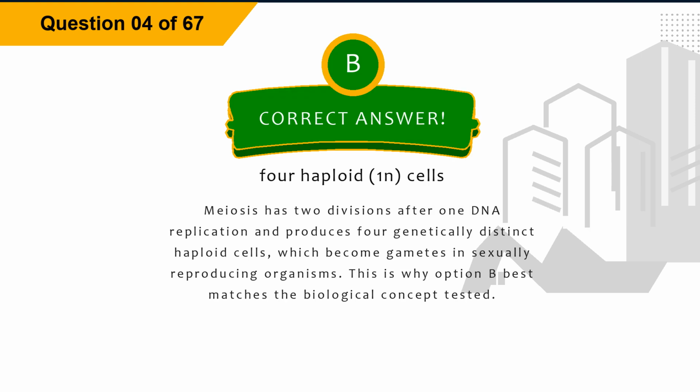The correct answer is option B, 4 haploid, 1N, cells. Explanation. Meiosis has 2 divisions after 1 DNA replication and produces 4 genetically distinct haploid cells, which become gametes in sexually reproducing organisms. This is why option B best matches the biological concept tested.